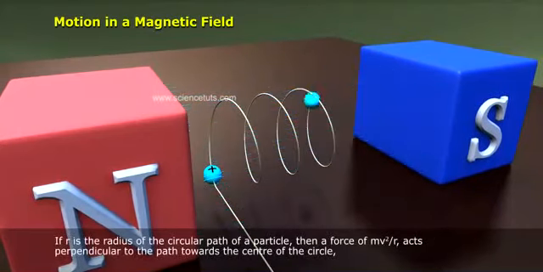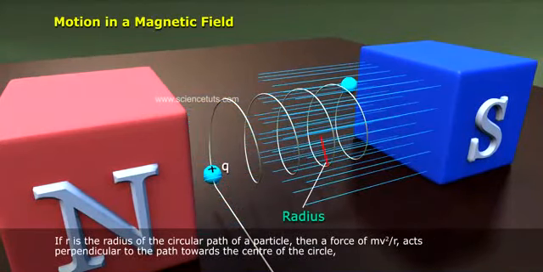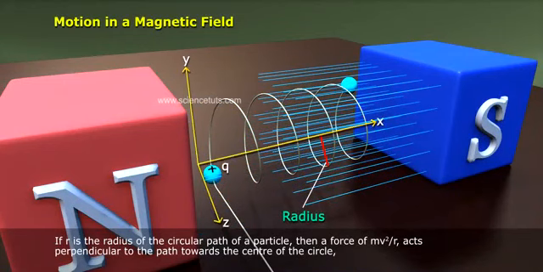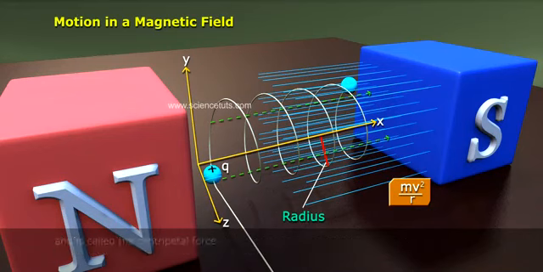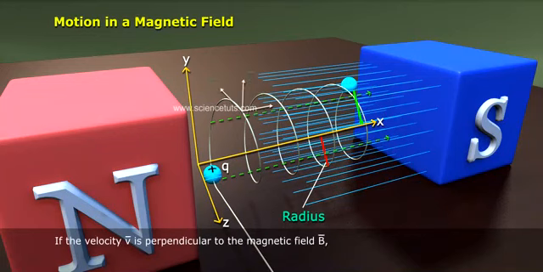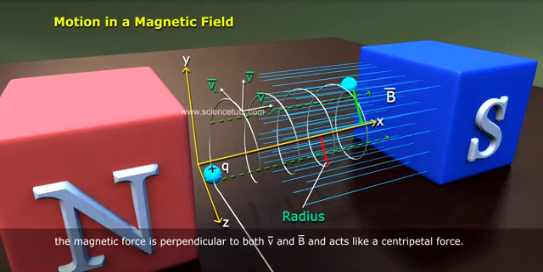If r is the radius of the circular path of a particle, then a force of mv squared by r acts perpendicular to the path towards the center of the circle and is called the centripetal force. If the velocity v bar is perpendicular to the magnetic field B bar, the magnetic force is perpendicular to both v bar and B bar and acts like a centripetal force.